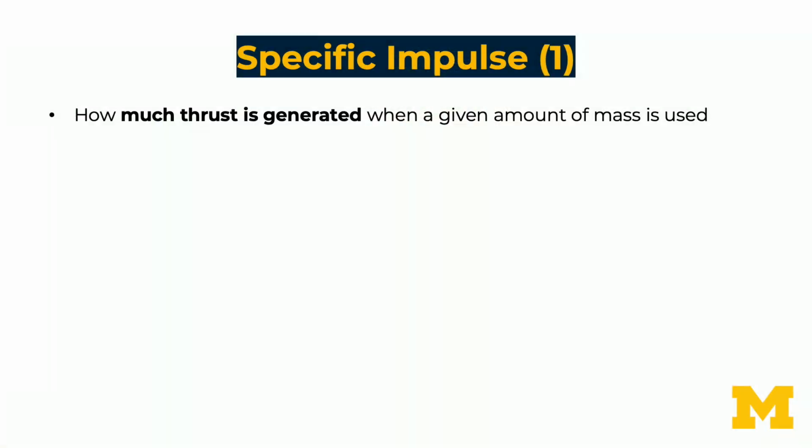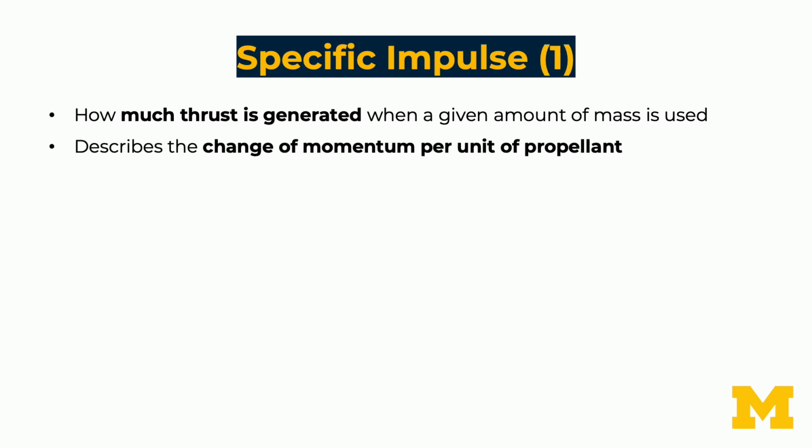Let's talk about specific impulse, because specific impulse lets you judge sort of the efficiency of an airplane or a jet engine. So this is how much thrust is generated when a given amount of fuel mass is used. So it describes the change in momentum per unit of propellant used, but it basically describes the efficiency of the engine. And that's sort of how we're going to use it.